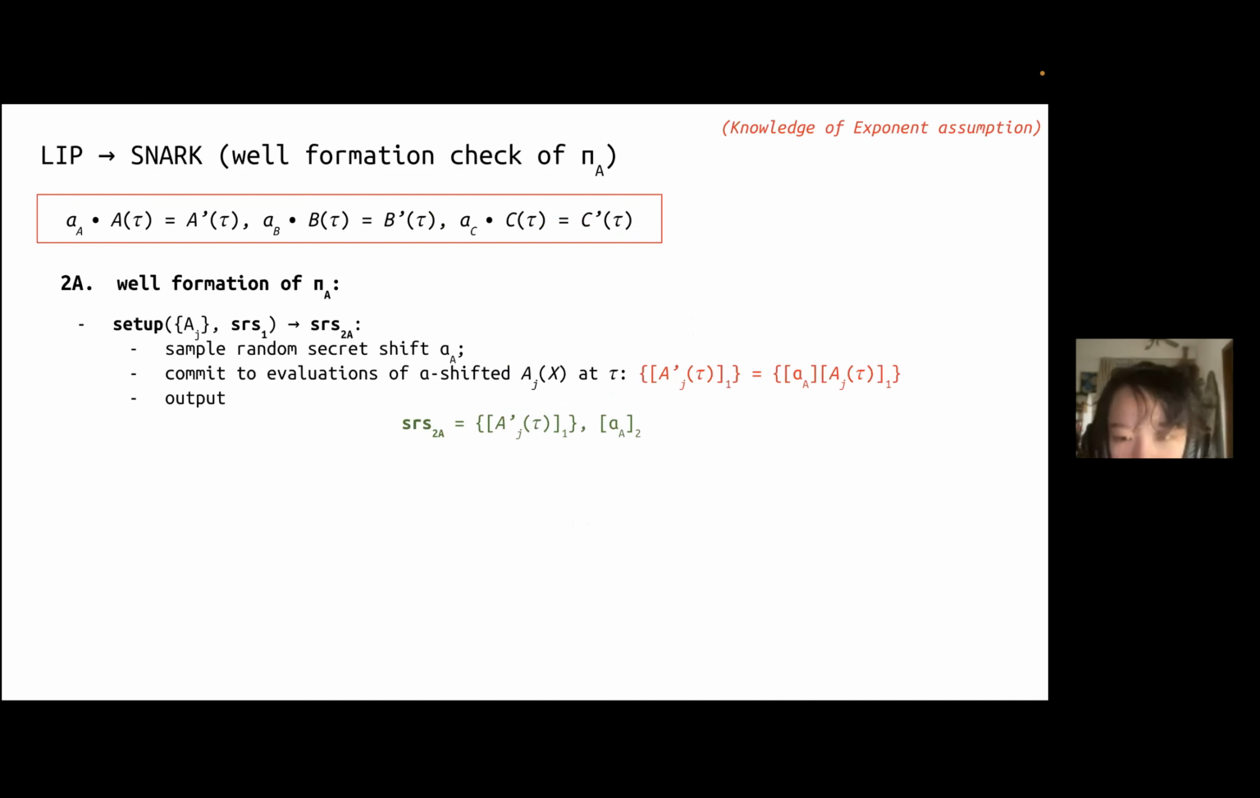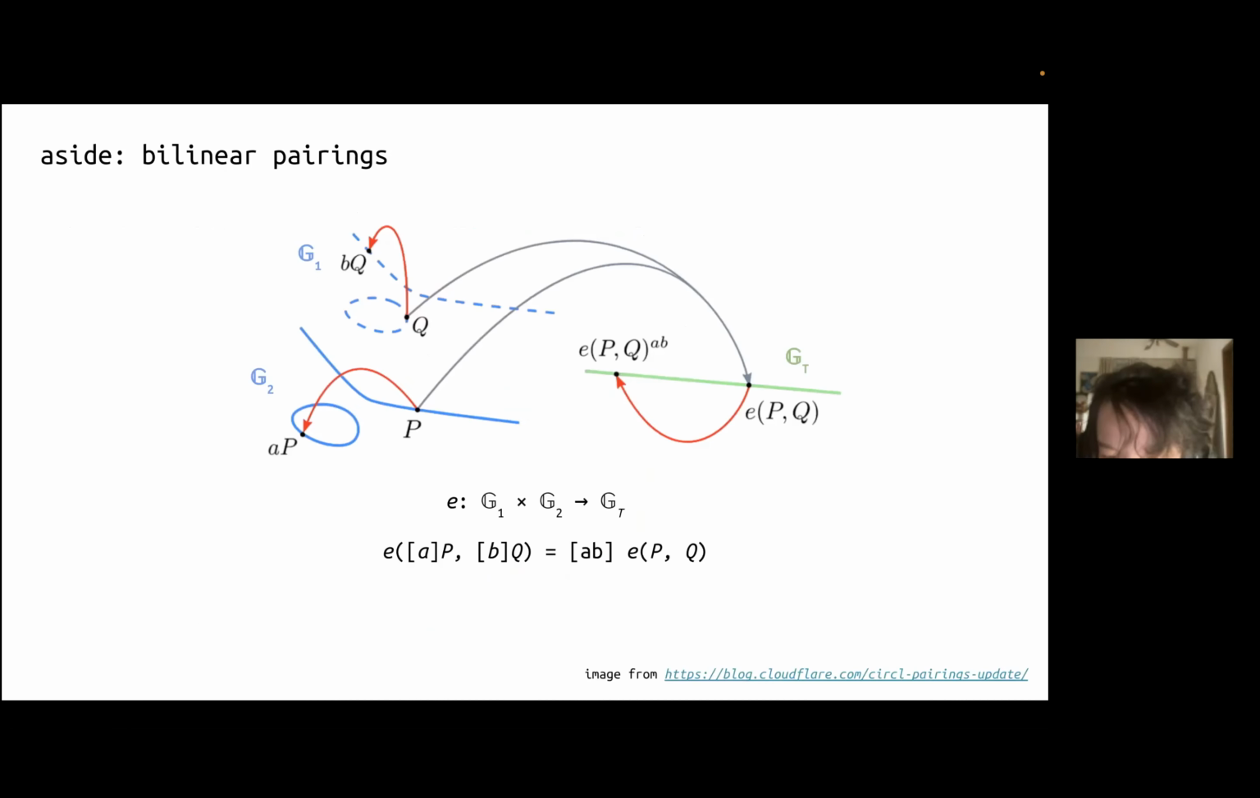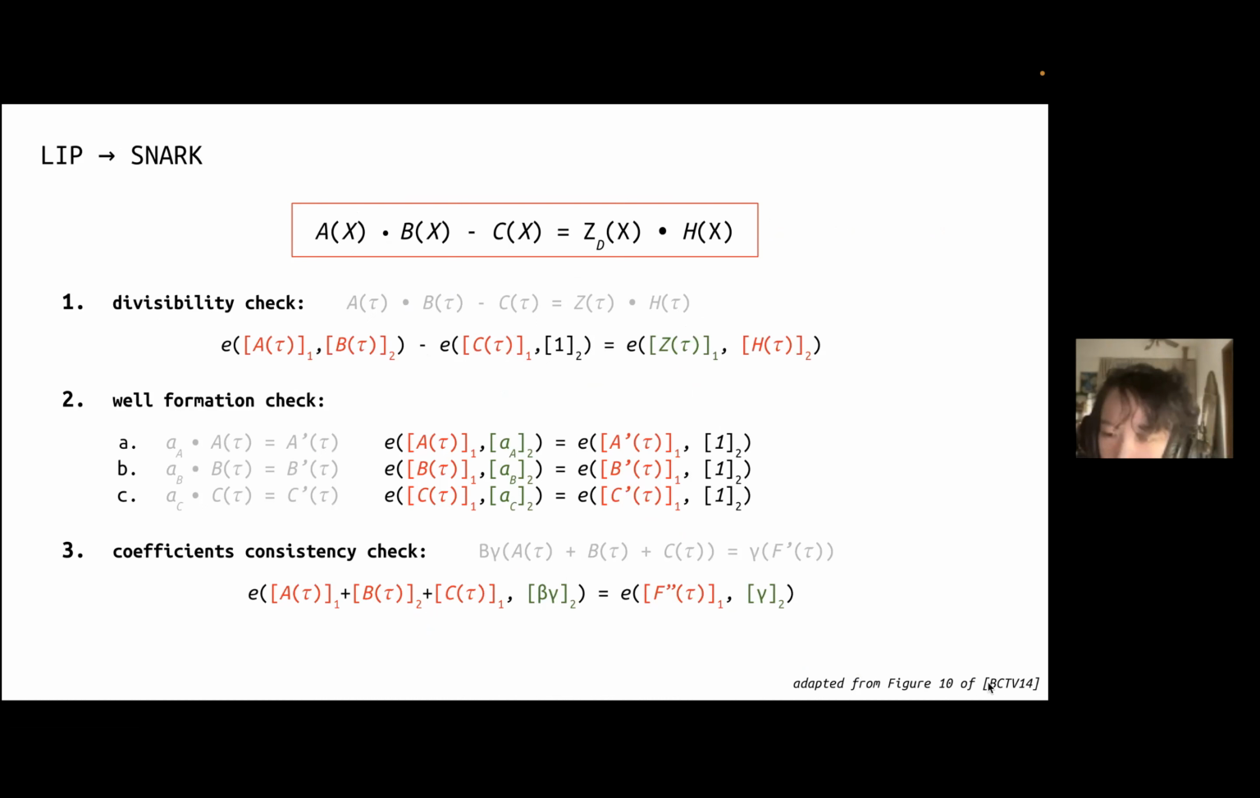So, by the way, I encourage everyone to look at this paper, BCTV 14. This exposition was adapted from figure 10 in that paper, where they go over an improved version of Pinocchio. And they explain a little bit the motivation behind each of these checks. Yeah, or you could also look at the original Pinocchio paper, I think.